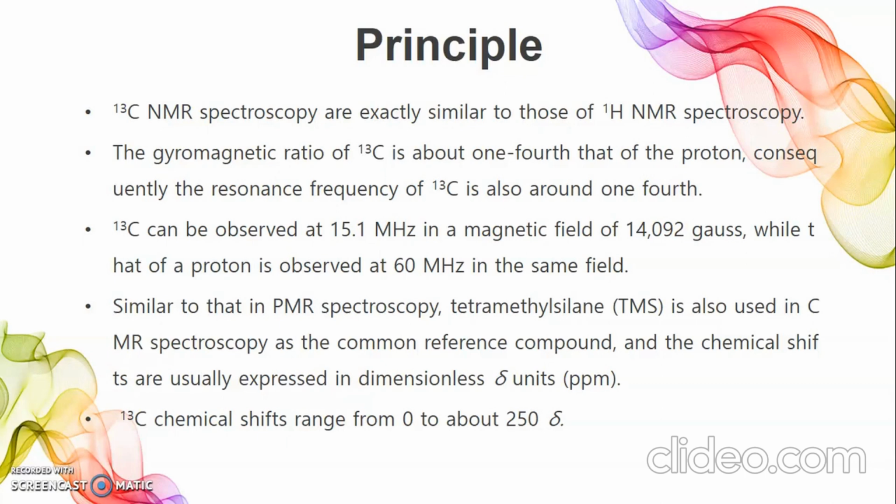Similar to proton magnetic resonance spectroscopy, tetramethylsilane, TMS, is also used in carbon magnetic resonance spectroscopy as a common reference compound. The chemical shifts are usually expressed in dimensionless delta units. Carbon-13 chemical shifts range from 0 to 250 delta.